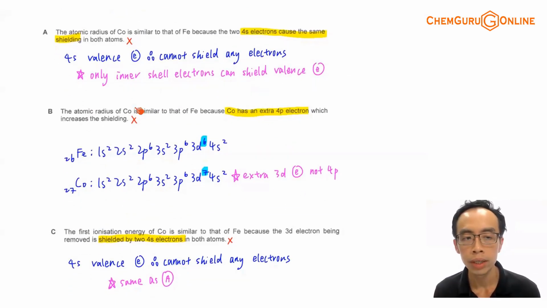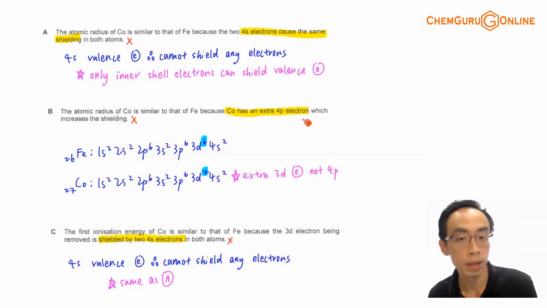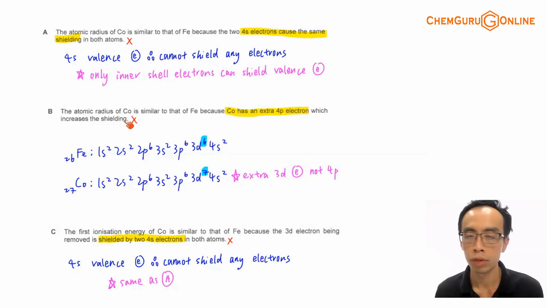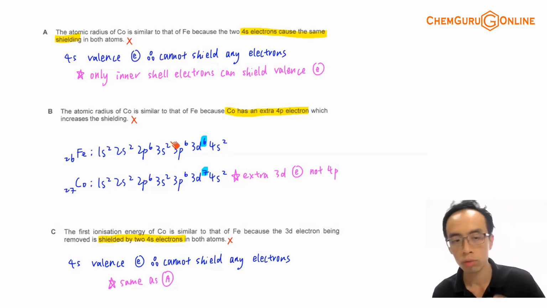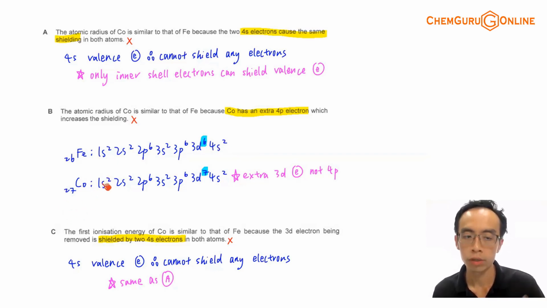Now how about B? B, atomic radius of cobalt is similar to that of iron because cobalt has extra 4p electron, which is increasing the shielding effect. Now, if you consider the difference between iron and cobalt, iron's electronic configuration will be 1s2, 2s2, 2p6, 3s2, 3p6, 3d6, 4s2. Cobalt is 1s2, 2s2, 2p6, 3s2, 3p6, 3d7, 4s2. So what is the difference? The difference is between 3d6 versus 3d7.